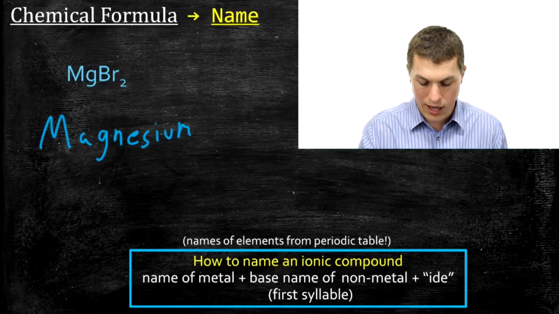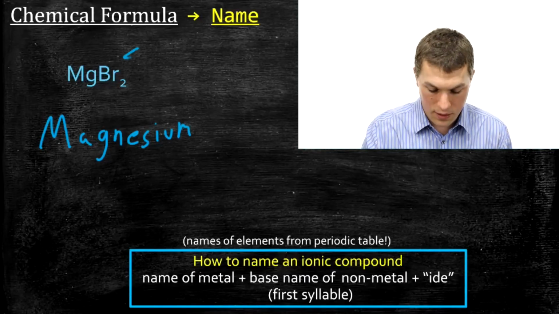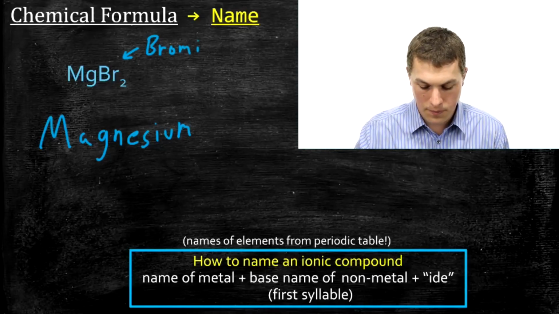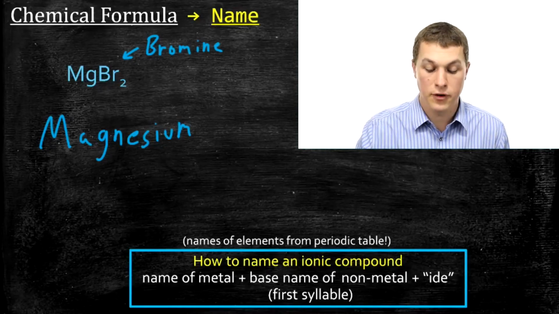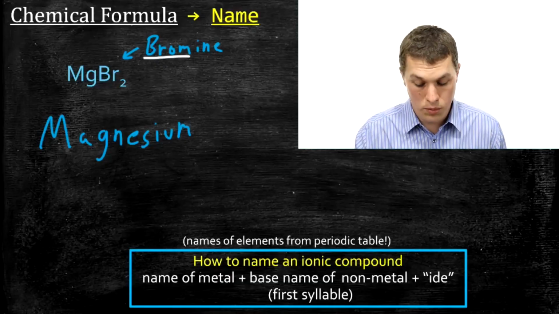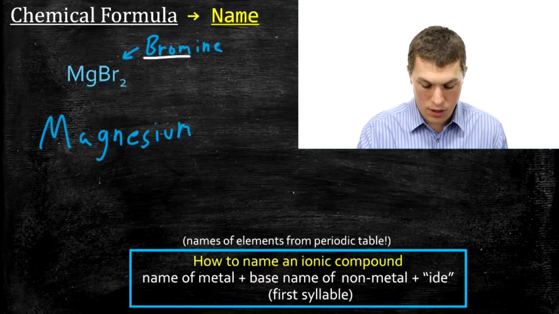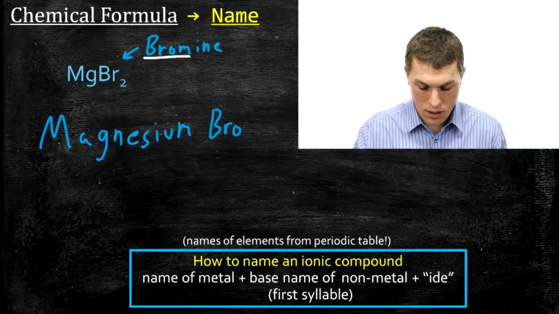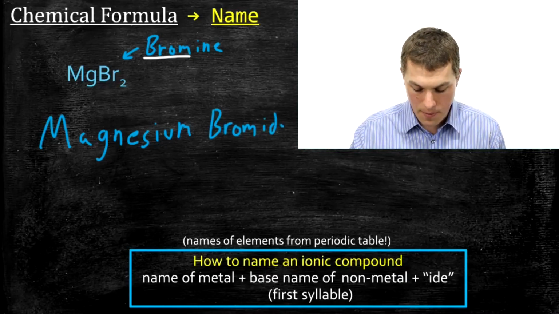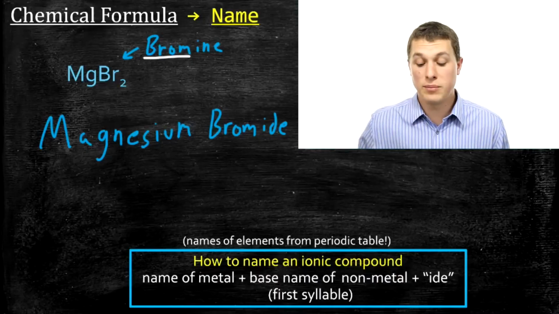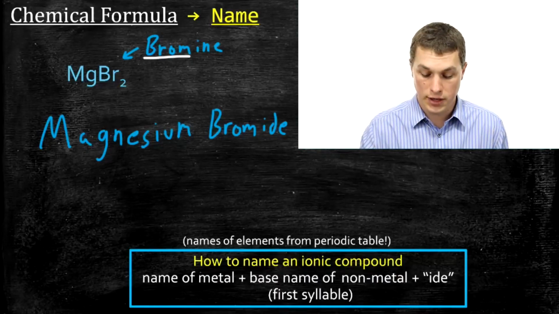And then we're going to go look up what Br is. And Br turns out to be bromine. And so we just keep the base name of our nonmetal, which in this case is brom, and we're going to add ide. So we write down here next to magnesium, brom, and then we add our ide. So that becomes magnesium bromide. So going from the chemical formula to the name is relatively straightforward.